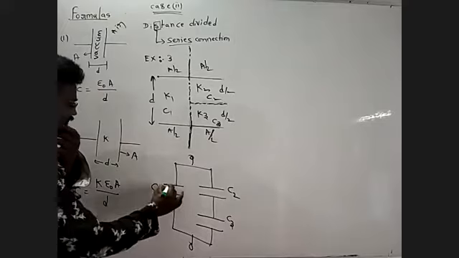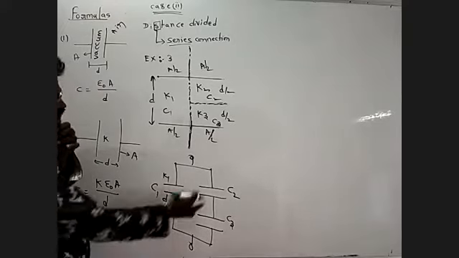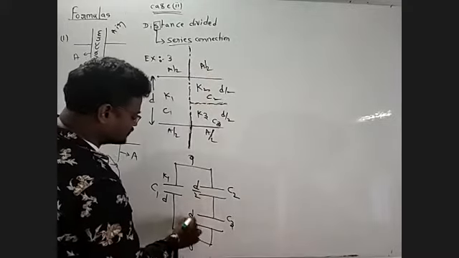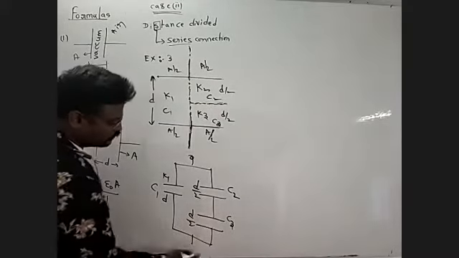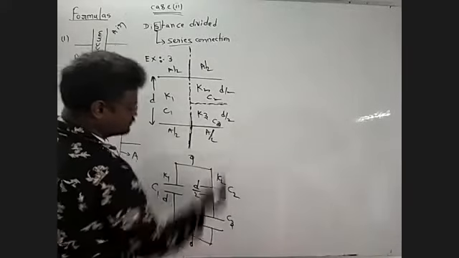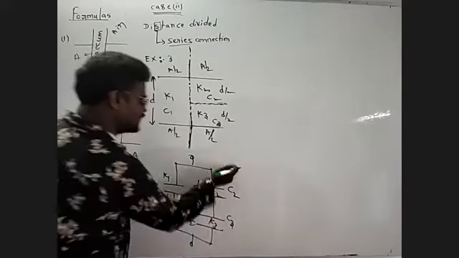This is a dielectric slab K1. What is the distance? D. For this one the distance is D by 2. For this one the distance is also D by 2. For this plate, the dielectric slab is K2. For this one, the dielectric slab is K3. We are going to write K3.